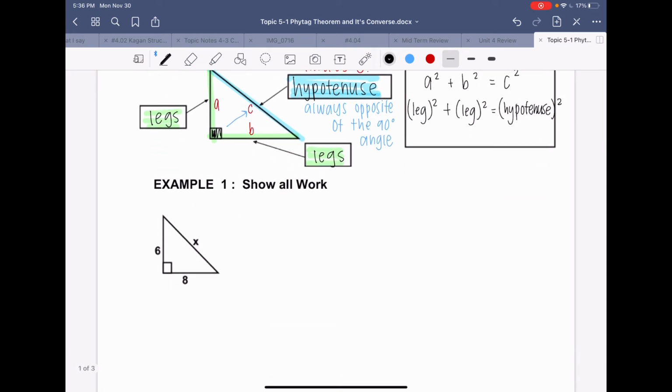So let's figure out how to do this. Our legs are our two sides that make the 90-degree angle, and then our hypotenuse is our missing side. So we have a squared plus b squared equals c squared. A is 6, so we plug that in. B is 8, so we plug that in. And c is just x. So we can leave it as c or you can plug in x.